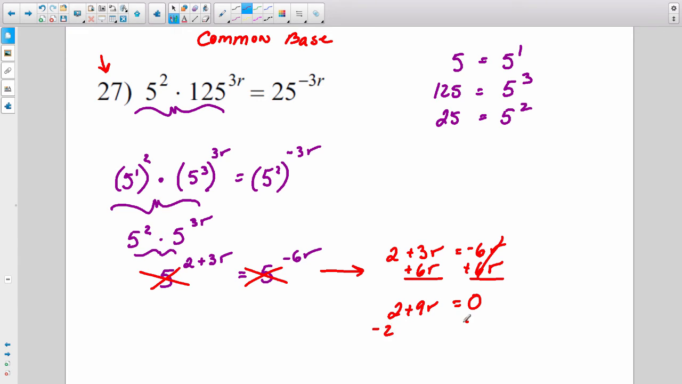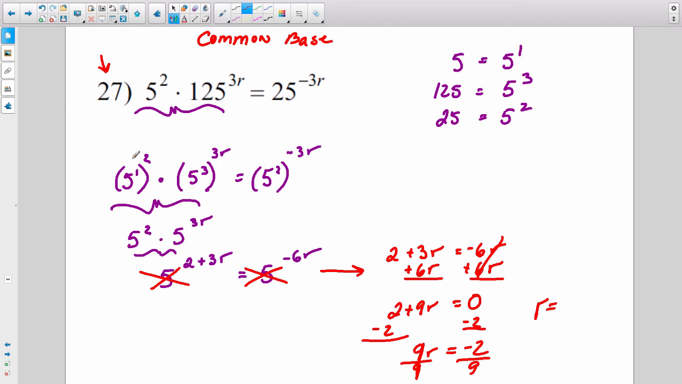Take away 2 from both sides. 9r equals negative 2. Divide by 9. Sorry for running out of room. r equals negative 9 halves. I'm honestly just checking the answer key right now to see if that's right. No, I messed something up. Did I mess something up or the answer key messed something up?